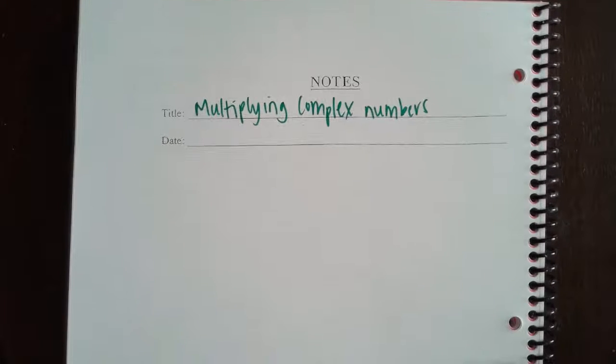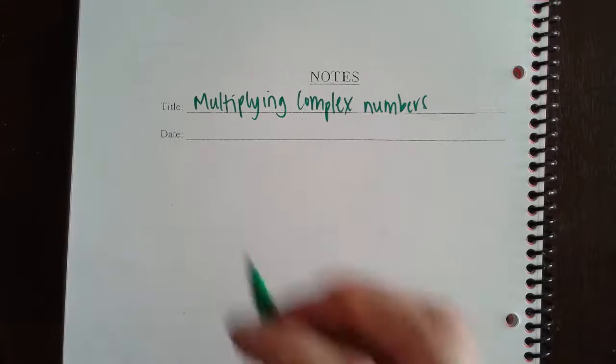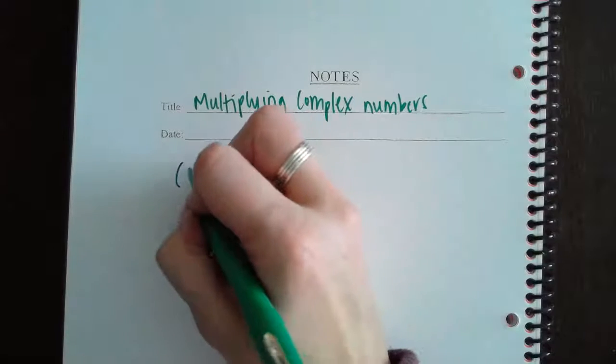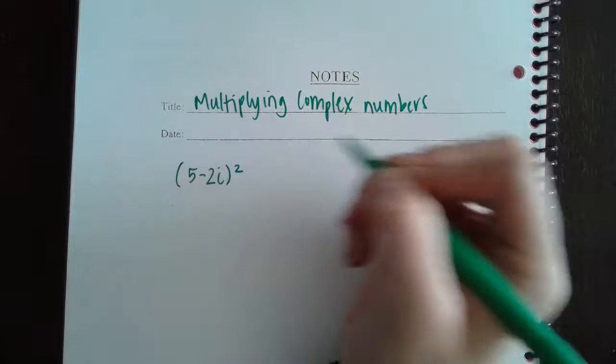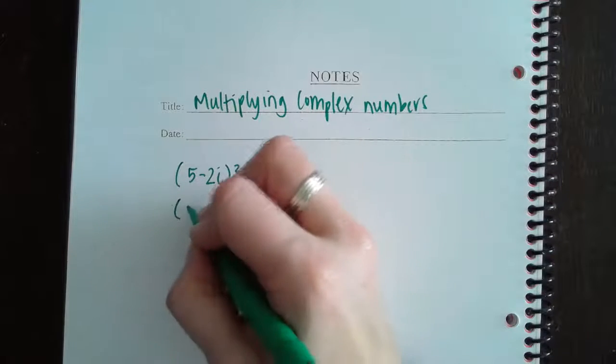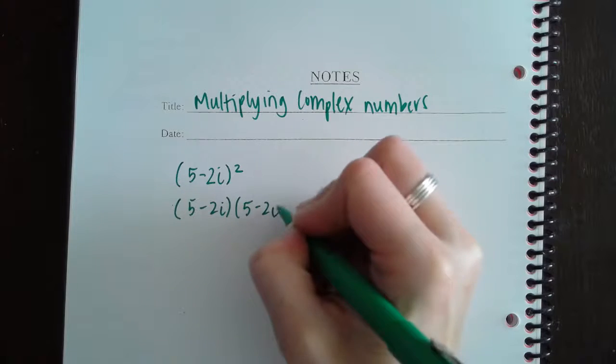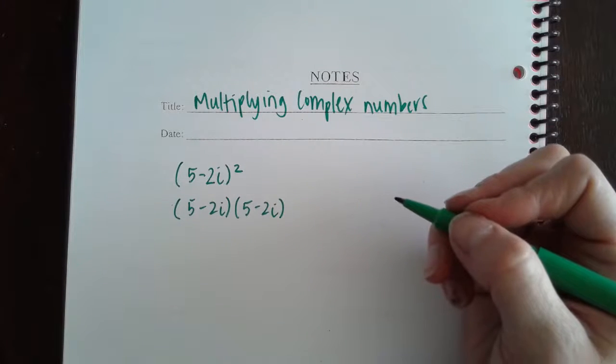Alright guys, so we're going to multiply some complex numbers. We're going to start with something that looks like this: 5 minus 2i squared. Really what this means is we have 5 minus 2i and another 5 minus 2i. So we're going to multiply these together.